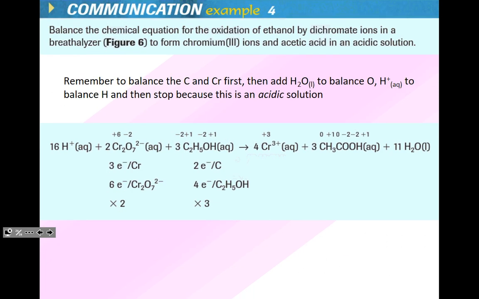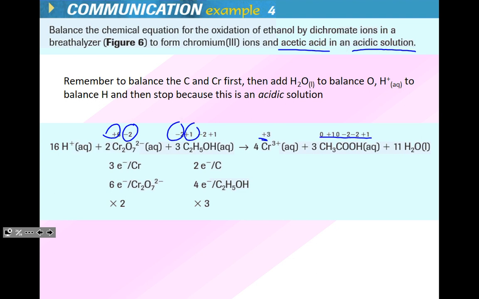Remember to balance the, oh, here's another one. Balance the chemical equation for the oxidation of ethanol by dichromate ions in a breathalyzer to form chromium-3 ions and acetic acid in acidic conditions, okay? Because we're dealing with acetic acid. So go ahead and assign our oxidation numbers.